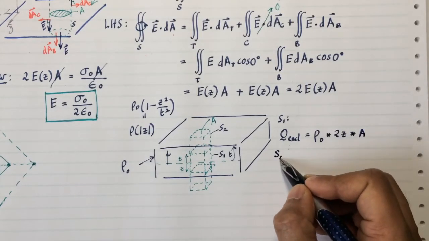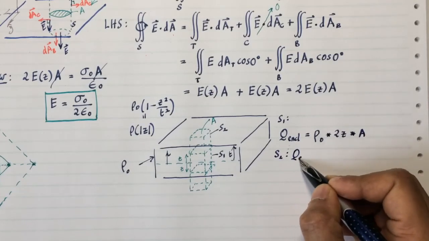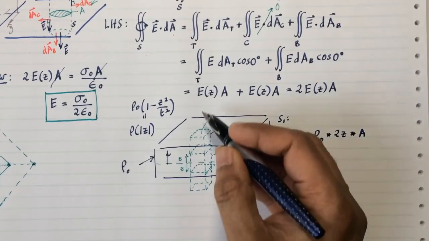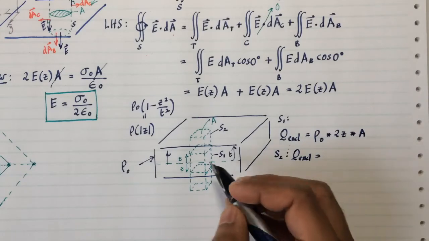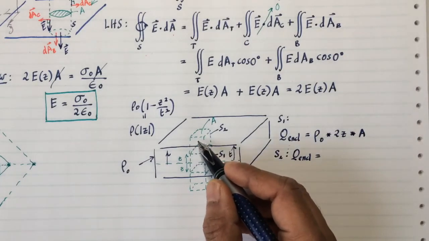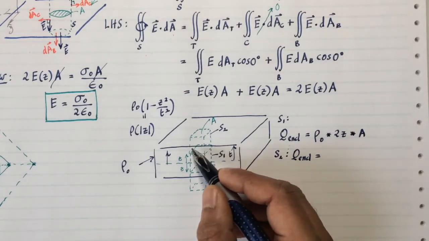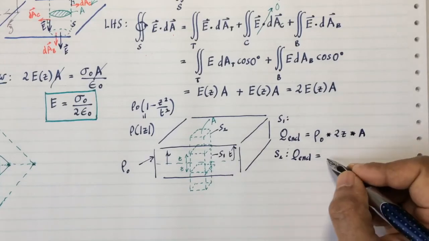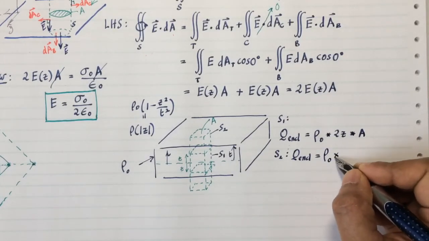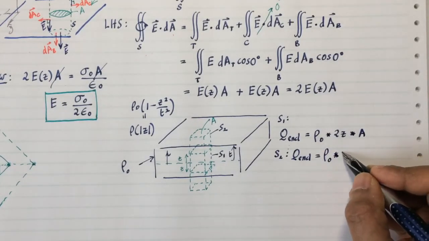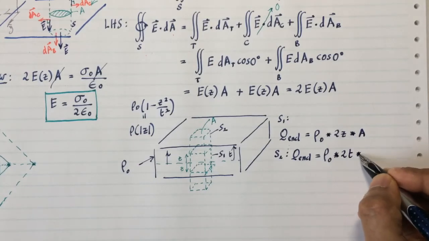Okay, for S2, the enclosed charge on the larger cuboidal pillbox is going to be saturated when you reach the surface of the slab. So you won't go beyond the surface of the slab. There's just empty space there. So that's going to be 2 times t times A.